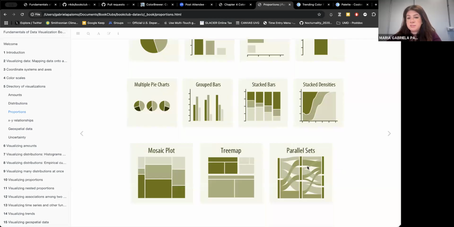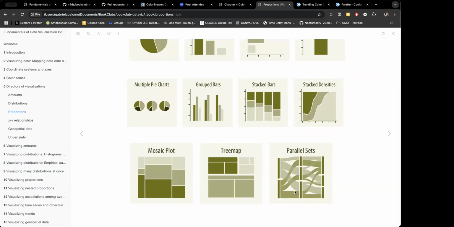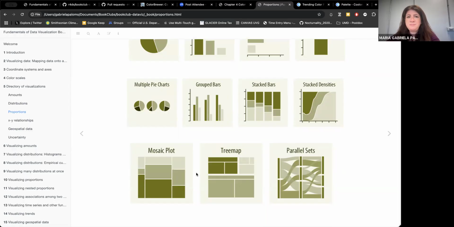The other three examples of graphs that the author gives us for proportions are mosaic plots, tree maps, and parallel sets. These are also called something like Sankey. Ashley, can you put the name in the chat? Yeah, Sankey, that's the thing. So my personal opinion, I don't like these three, any of them. But again, this is just my personal opinion.